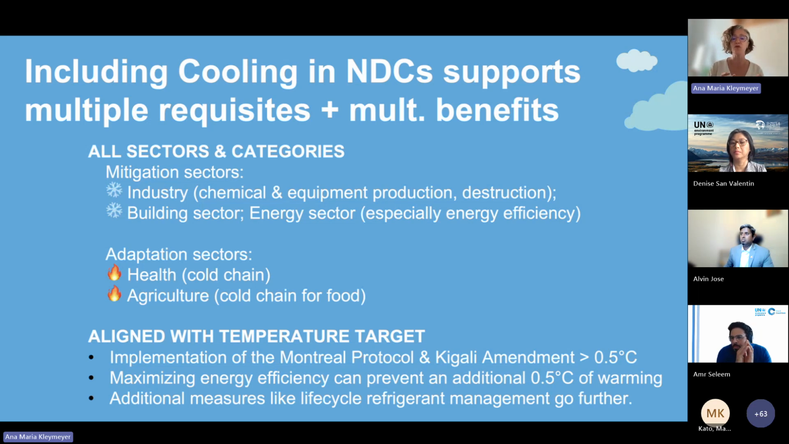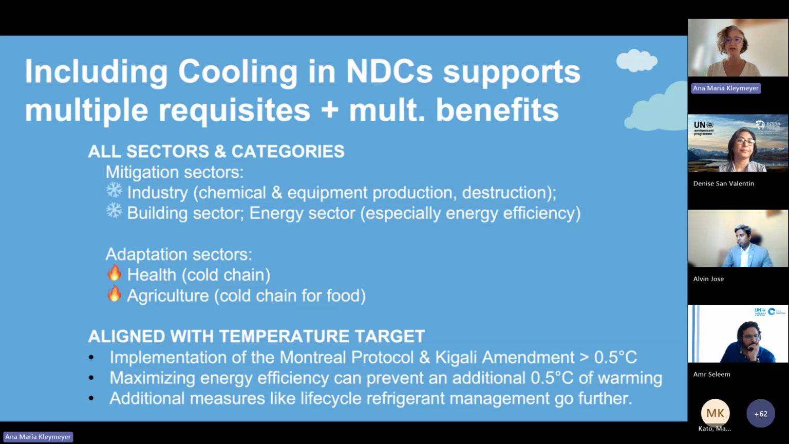Aligning the cooling sector with the temperature target is actually one of the strongest ways that countries can ensure that their NDC is 1.5 C aligned, because full implementation of the Montreal Protocol and its Kigali Amendment can prevent up to 0.5 degrees of warming throughout the implementation of those agreements. So that's a huge climate benefit.